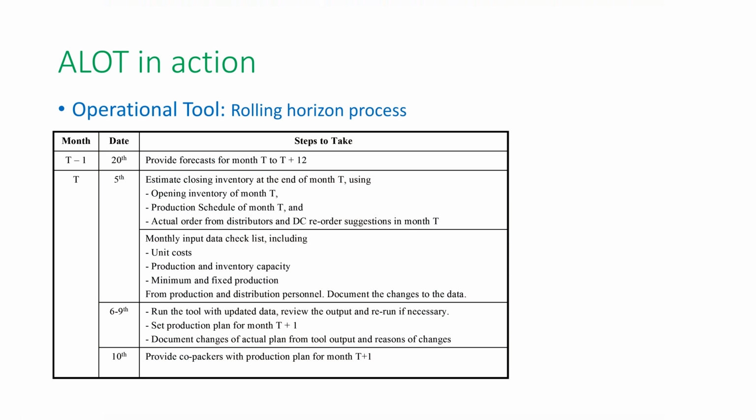So we said just one month before, about the 20th of the month, you provide the forecast for the next 12 months. And in this month, about the 5th day, you estimate the closing inventory. You determine the opening inventory, production schedule, actual orders. So we give them a recipe for how to implement this model each month at different days of the month.